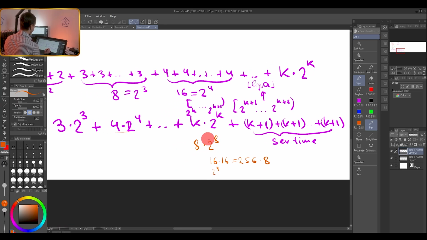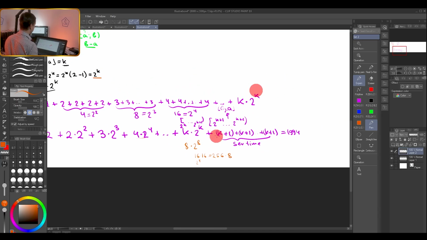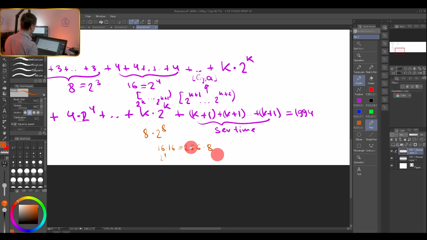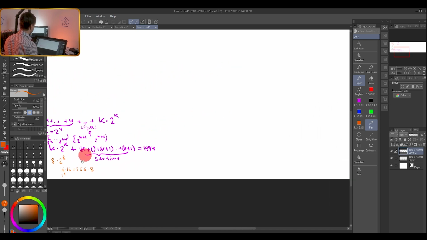So let's look at the case when k equals 8. Will we have something that is close to 1994? This number will be pretty large. It will be already 2000, so it will be too much. Probably we should now consider k equals 7. Let's go with this one.